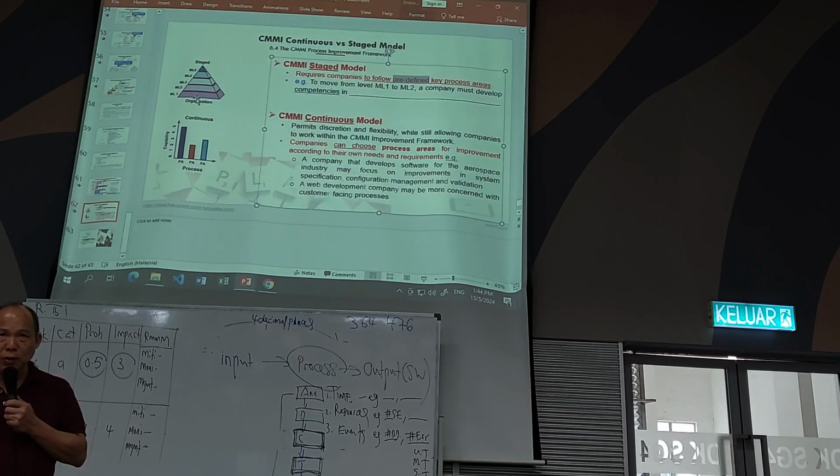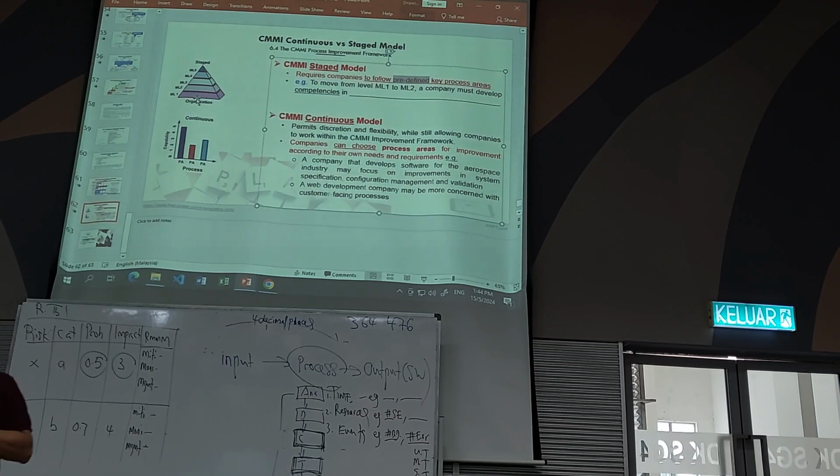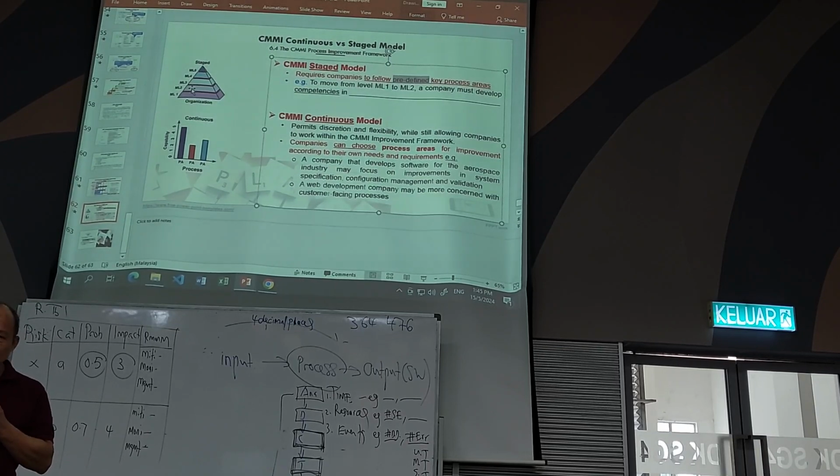So level 1 is the lowest level. If an organization wants to move to the next level, level 2, the organization must develop key competency in predefined areas. So to move from one level to the next, a company must have achieved a certain predefined level of competencies.